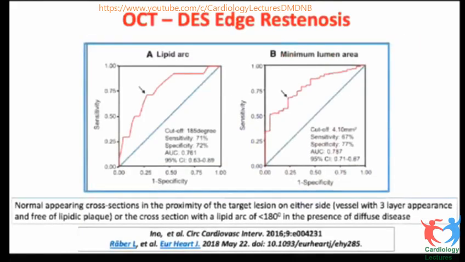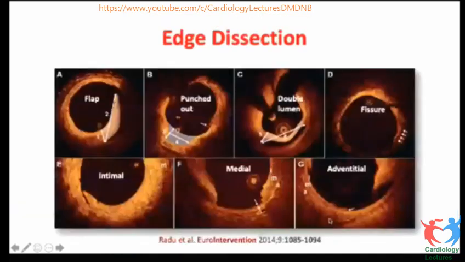You take OCT. In OCT, what is the criteria for your stent edge landing zone? That is an area with a lipid-rich plaque of less than 180 degrees. Anything more than 180 degrees resulted in edge-related problems. And an area which is less than 4.1 millimeters square resulted in edge-related problems. So ideally, you identify a landing zone which is normal appearing in the proximal and distal part of your stent landing zone with a three-layer appearance, or a cross-section with a lipid arc less than 180 degrees in the presence of diffuse disease. That is how you identify landing zones.